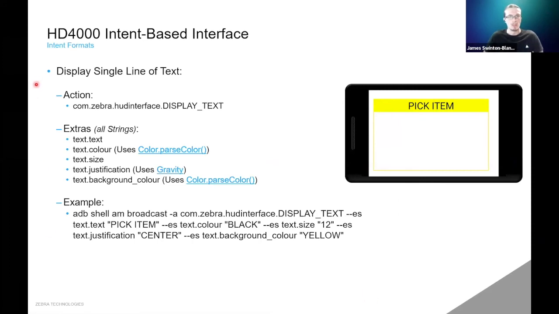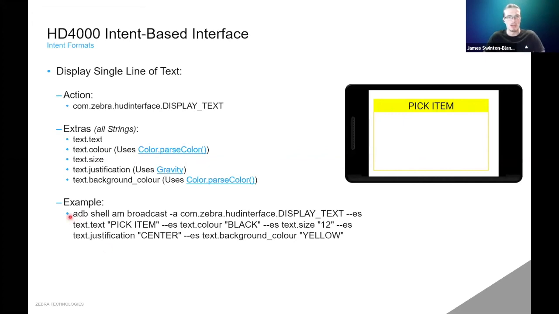So the simplest thing you can do is just to display a single line of text. This is the action that you would use for the intent, and these are the extras that you would include within that intent. So these are basically just defining what you would like the text to look like, and of course what the text would say. And I've put down here what APIs these rely on so that you know what information is supported.